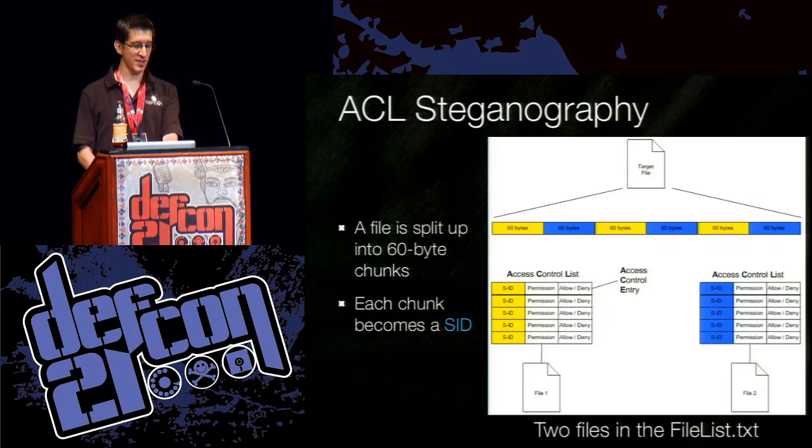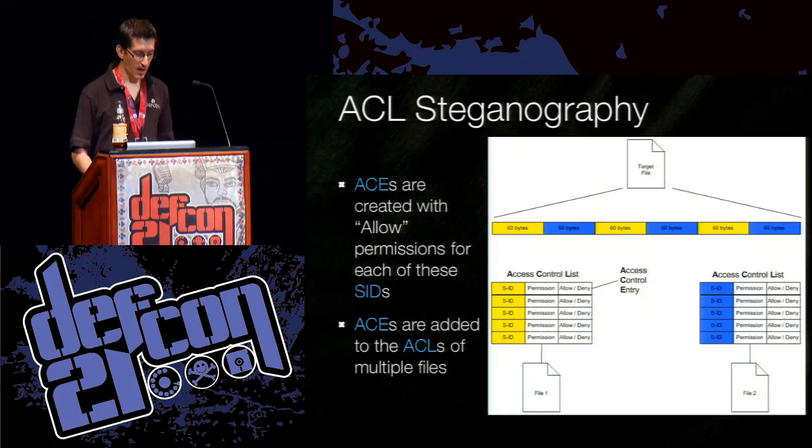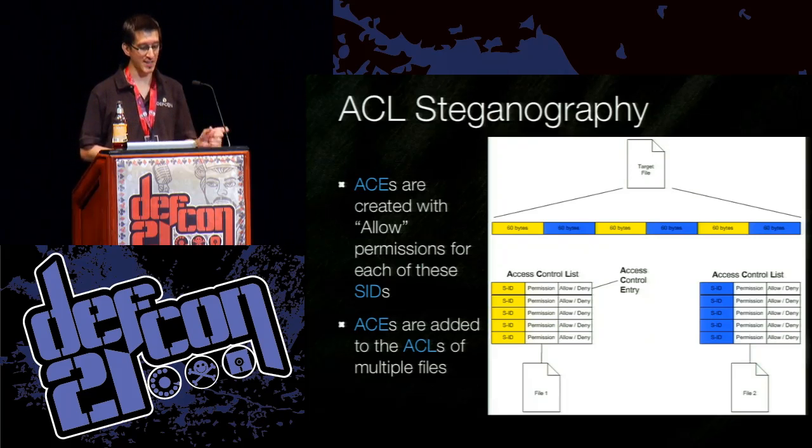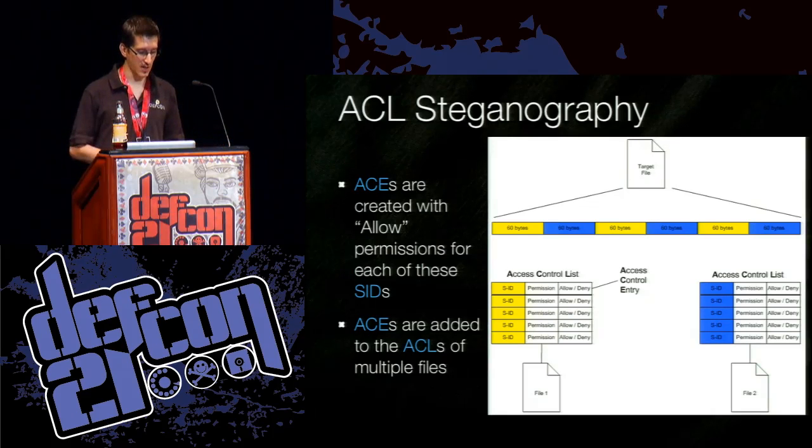There are 2 files in the diagram, file 1 and file 2. File 1 is on the left. The first chunk will be written as an SID and it'll be encoded there. The second chunk will go to file number 2. Third chunk will go to file number 1 again. Fourth chunk will go to file number 2 again, and back and forth until the entire file has been encoded. All the ACEs are created with an allow permission, and it allows that SID to do certain things. Each of these ACEs are added to the ACLs for all the files listed in the file list.